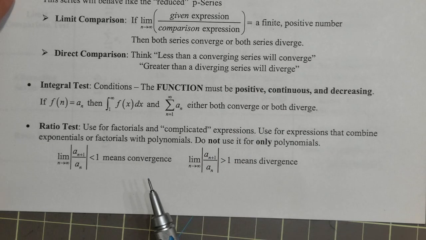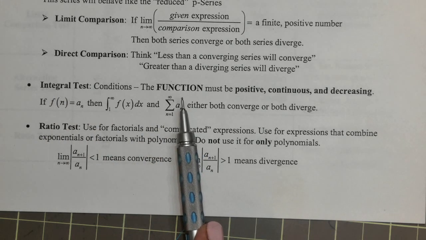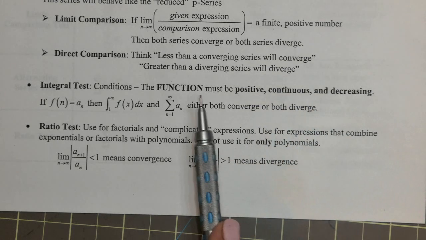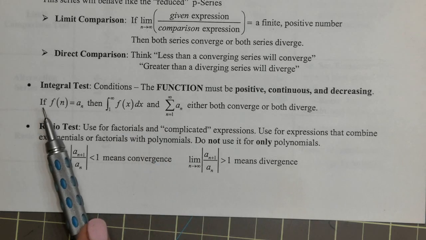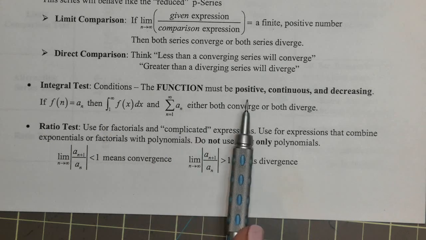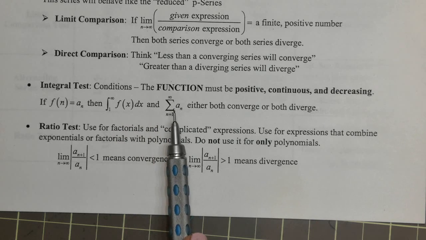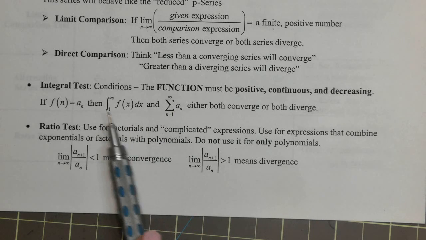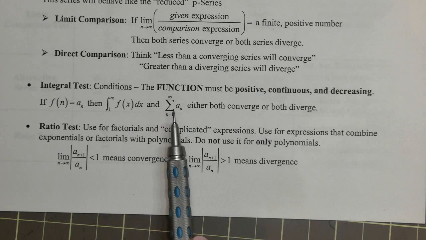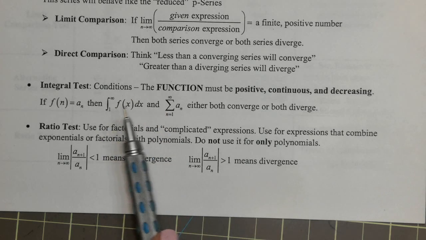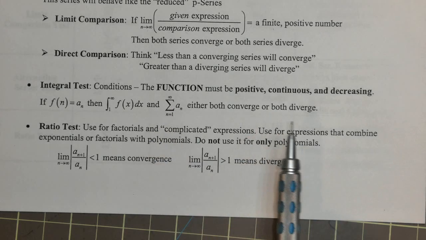Direct comparison test. Integral test has conditions. The function f of x must be positive, continuous, and decreasing on the interval that you need it to be. Okay, so if your function is positive, continuous, and decreasing, and if the integral converges, the series converges. If the integral diverges, the series diverges. Okay? They either both converge or both diverge.